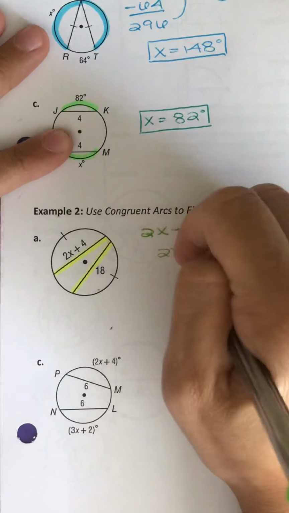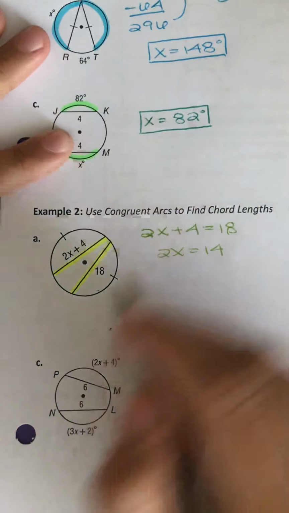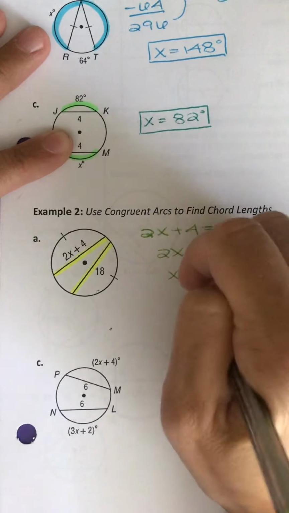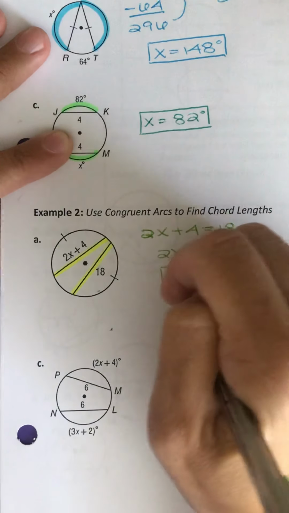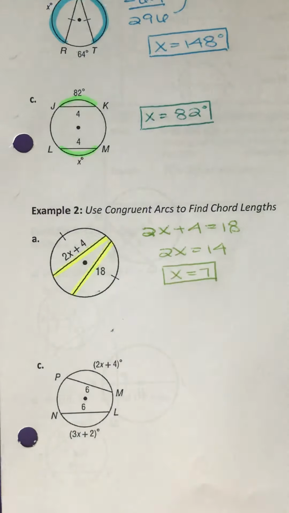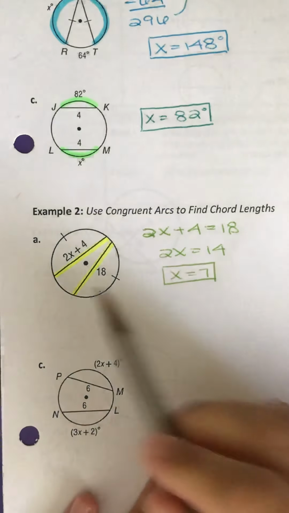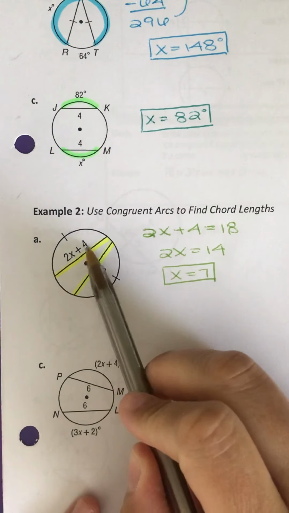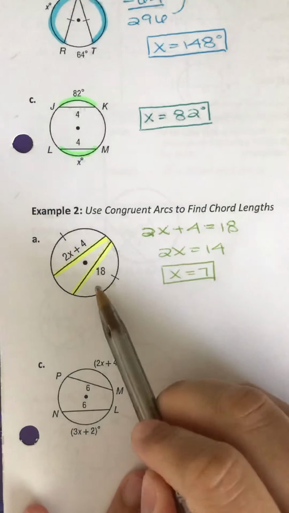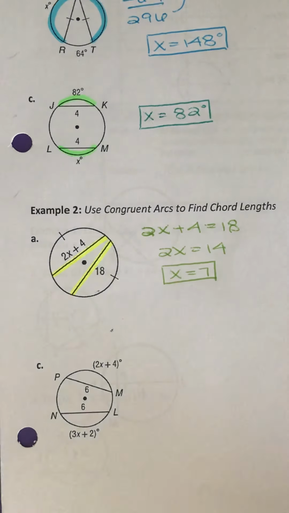Subtract 4, I get 2x equals 14. Divide both sides by 2, and x equals 7. If I plug it in to check, 2 times 7 is 14. 14 plus 4 equals 18.